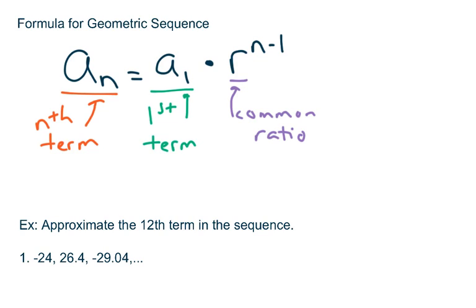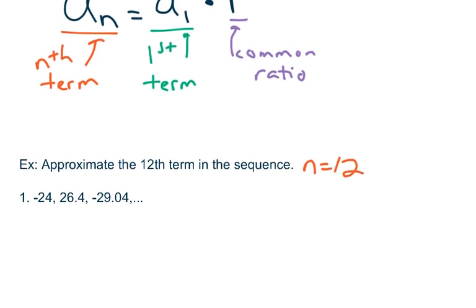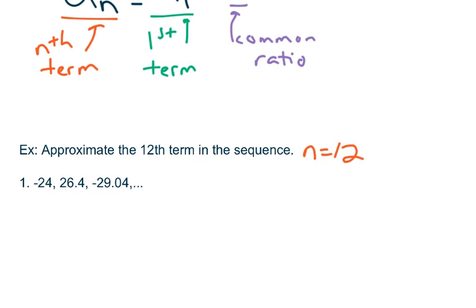of examples here. So approximate the 12th term in the sequence. So in this case, we're saying that n is going to be equal to 12. Okay, before we can actually figure out what the 12th term is, we're probably going to need to know the common ratio first. So once again, we're going to take the second term, 26.4, divided by our first term, 24. When we do that in our calculator, we're going to find that it's negative 1.1.